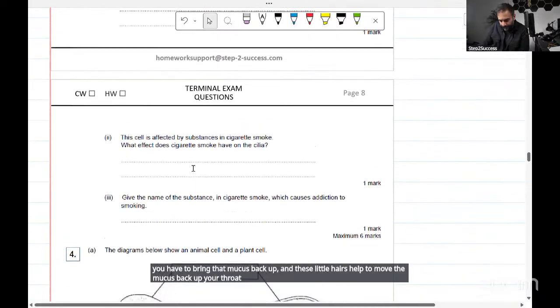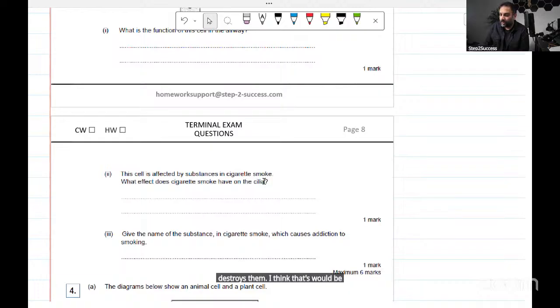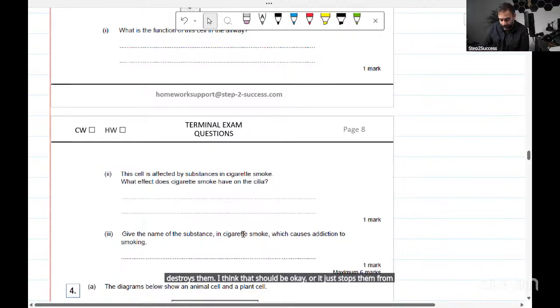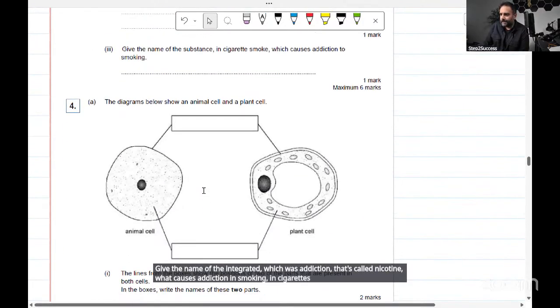What effect does cigarette smoke have on the cilia? It destroys them. I think that should be okay, or it just stops them from working. Give the name of a chemical in cigarettes which causes addiction. That's called nicotine. That causes addiction in smoking cigarettes. Is that everything?